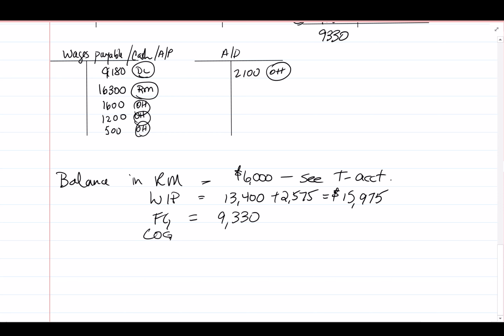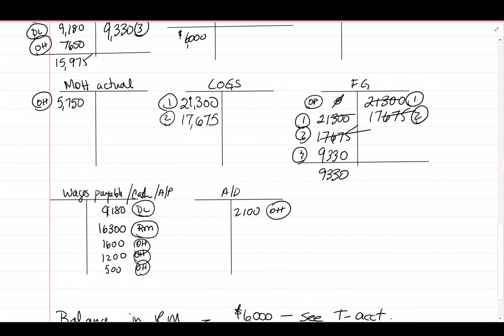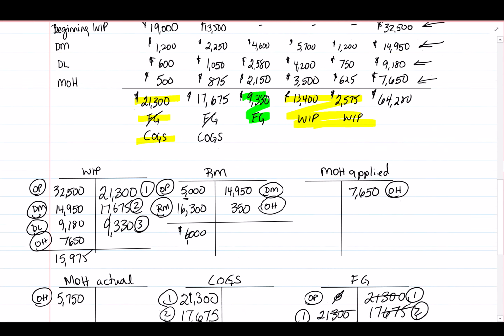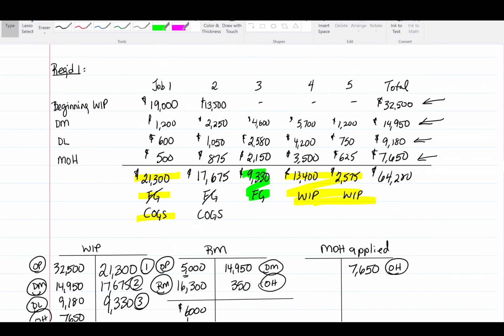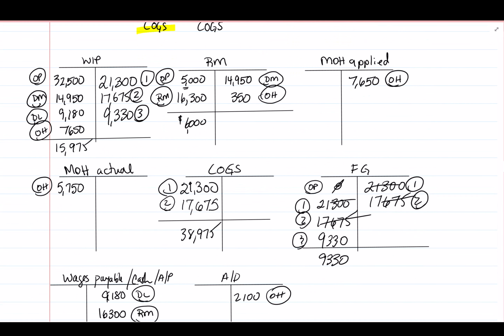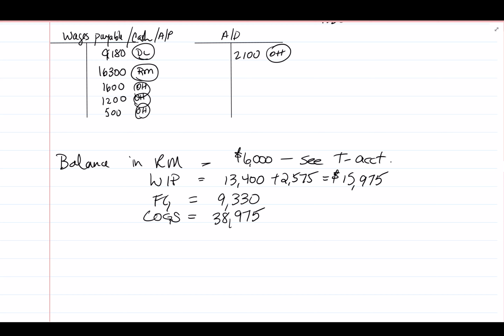And cost of goods sold. Again, you can add up your cost of goods sold. The two jobs are the ones that went to cost of goods sold. So $38,975. Or again, you can add up your two jobs here. The $21,300 and the $17,675, which are both in cost of goods sold. So some of it you can pull directly from your job sheet as long as you don't have an opening balance in finished goods or cost of goods sold, and you can work out what the balances are.